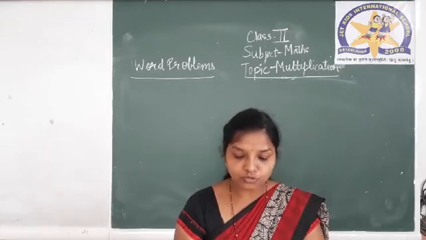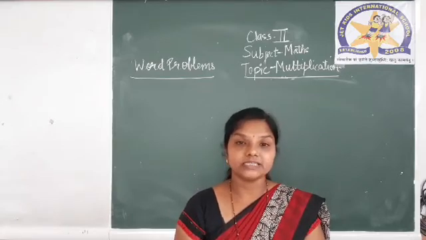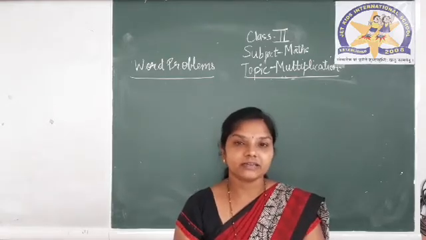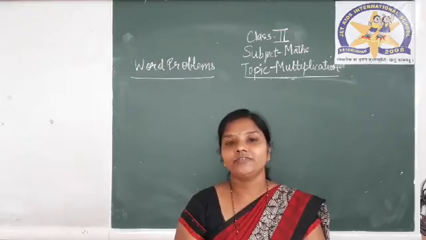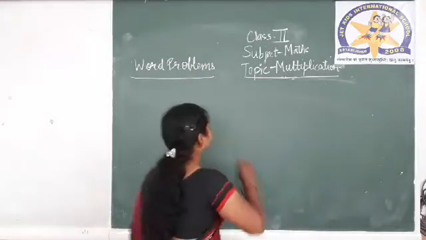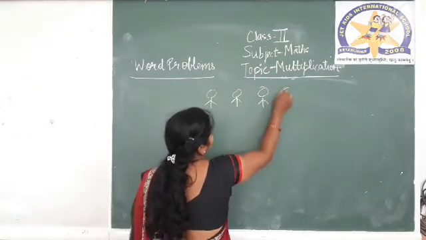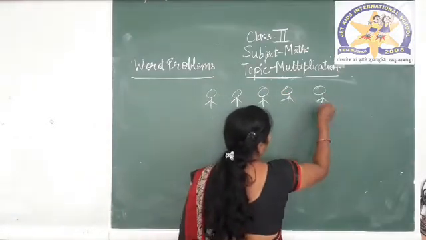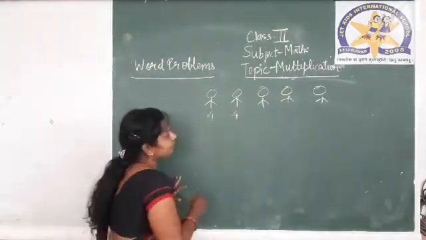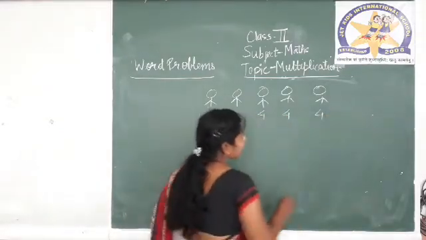There are 42 students in a class. Each student has 4 pencils. How many pencils are there in all? See here, "all" is there. When "all" is there, we have to add. Then how are we going to add? 42 students. For example, this is one student, this is the second, third, fourth, fifth, and so on, till 42. This student has 4 pencils. This student has 4 pencils. This also has 4. This one also has 4.